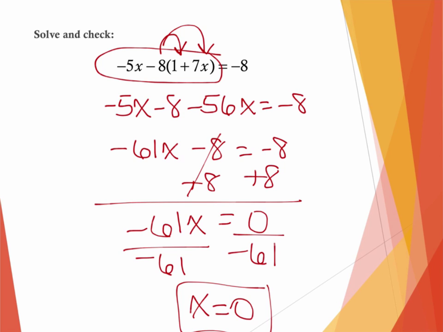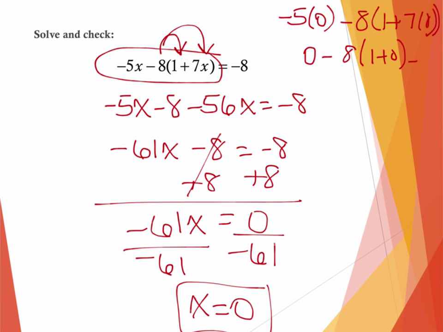Again, let's check that answer. So I have negative 5 times 0 minus 8 times 1 plus 7 times 0, and we want to make sure that equals negative 8. So 0 minus 8 times 1 plus 0, negative 8 times 1, and I get negative 8 equals negative 8, so that checks.